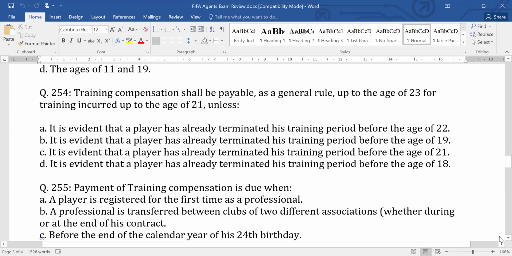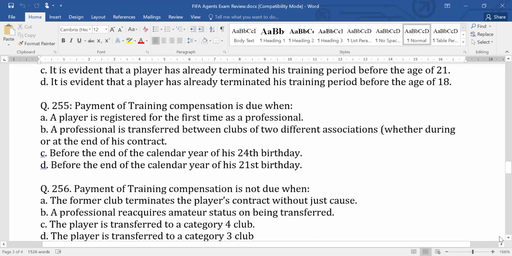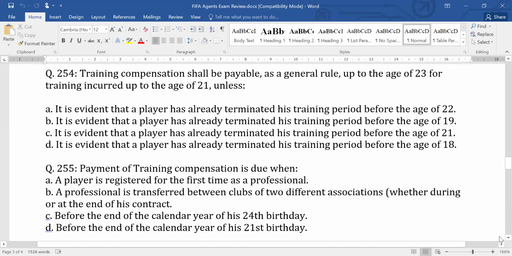They say the exception of which a training compensation will not be paid is if it is evident that the player has already terminated his training before the age of 21. So the right answer here is C. And I shared with you yesterday that the proof for this is, for example, a player that has represented his national team in the Senior World Cup. Such a player is confirmed to have already completed his training. So if an 18 years old or 19 years old player plays for his country at the World Cup, it is confirmed that such a player has actually completed his training. So in that case, training compensation will not be due to the former club in that instance. Okay, so the answer for 254 is C.